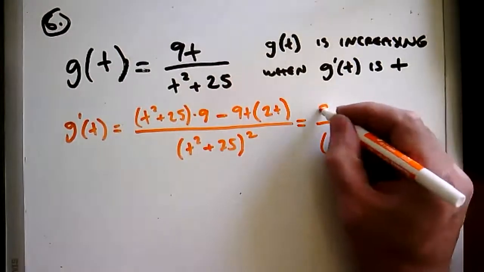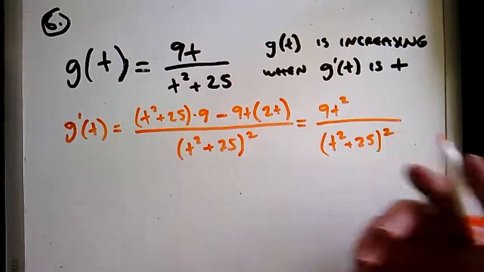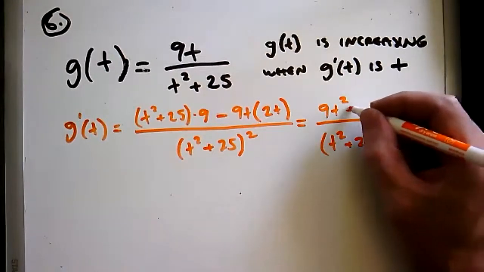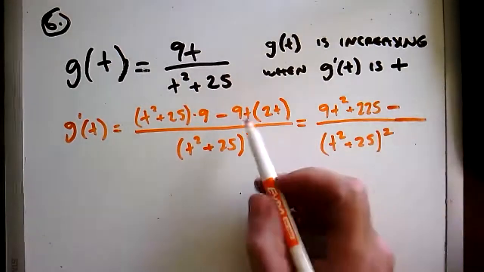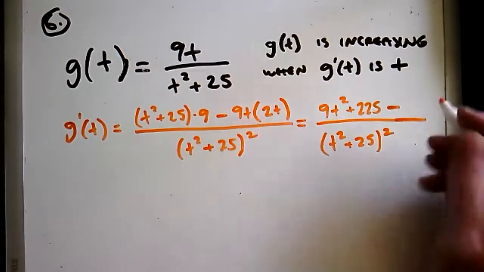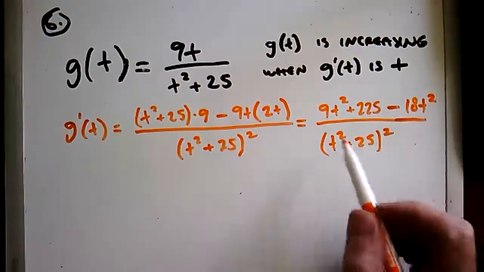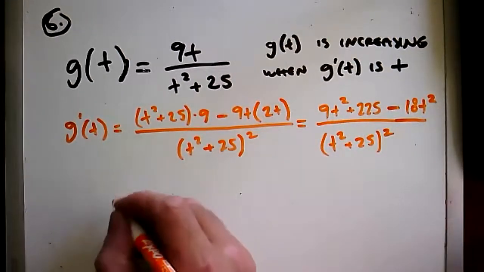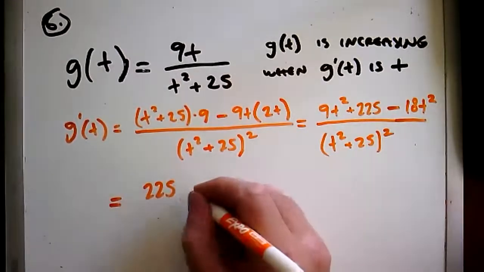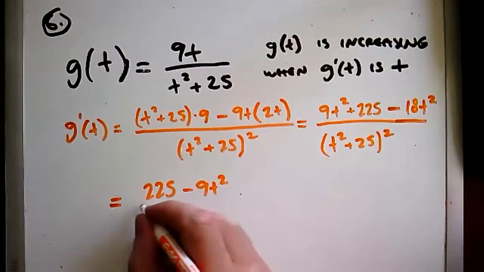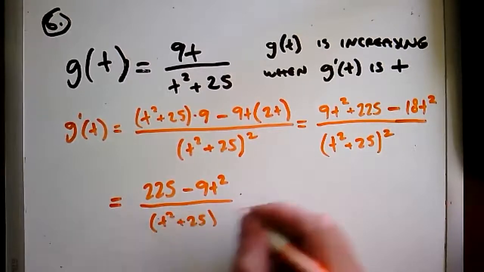So I have 9t squared, and then I have 25 times 9, that's 225. So 9t squared plus 225 minus, let's see, 9t times 2t, so minus 18t squared. Okay, so I have a 9t squared and I have a minus 18t squared. I can combine those into just 225 minus 9t squared on top. I still have a t squared plus 25, the quantity squared, on the bottom.